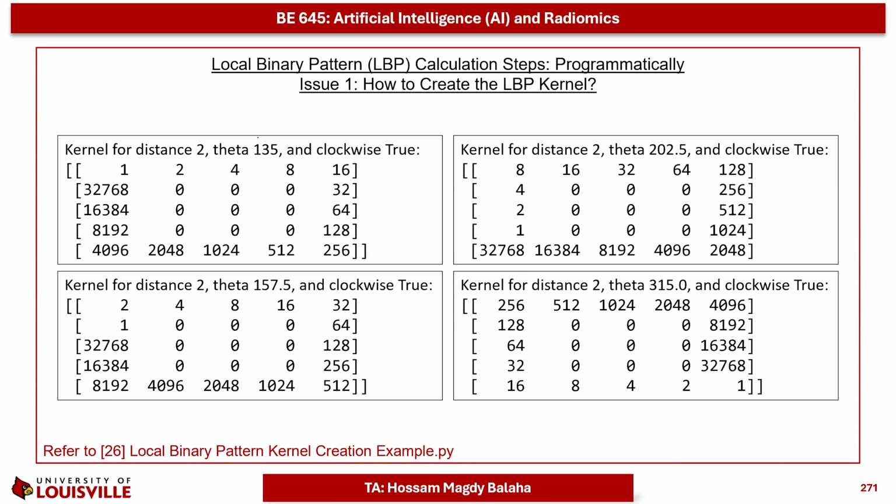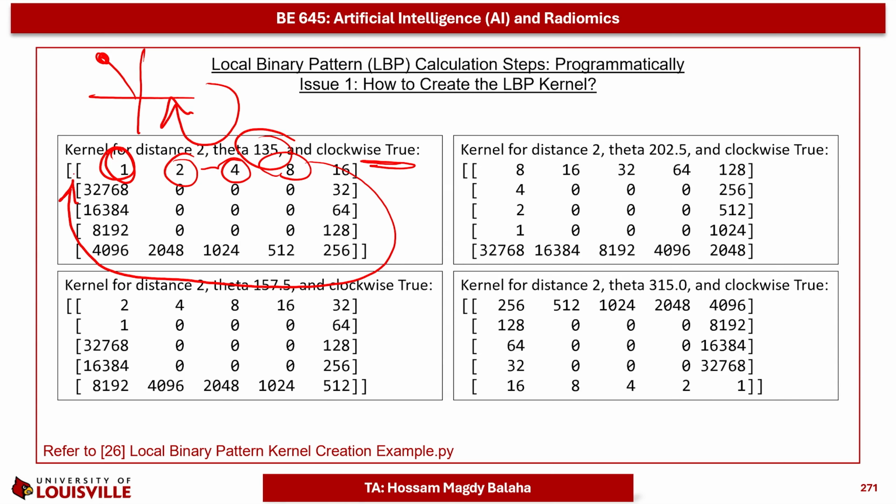So for example, 135 means that you're starting from the point which is here, clockwise, then you move to the direction, then you are starting from 1, 2, 4, 8, and so on until you reach that value.